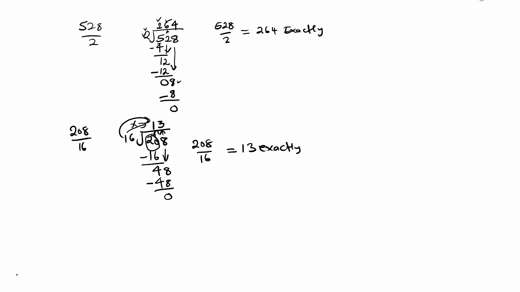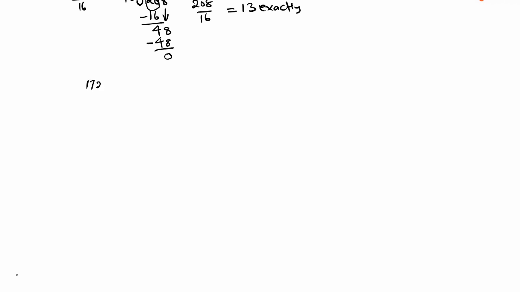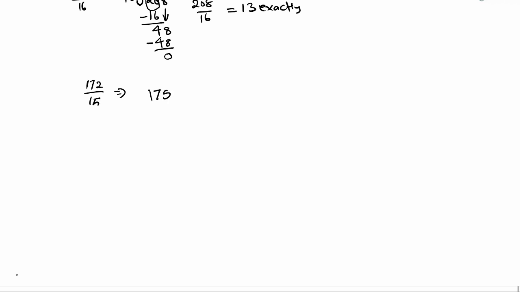All right, let's look at one more example where we shall be having a remainder. Like for example, if you have 172 divided by a number like 15, and we proceed again as follows. 172 is the dividend, and the divisor is 15.